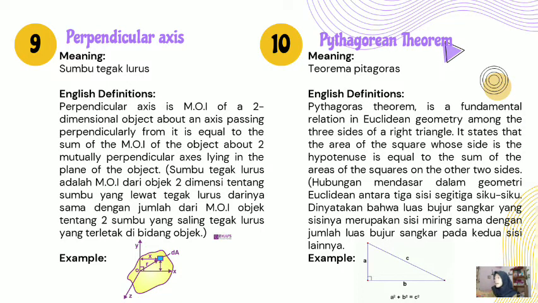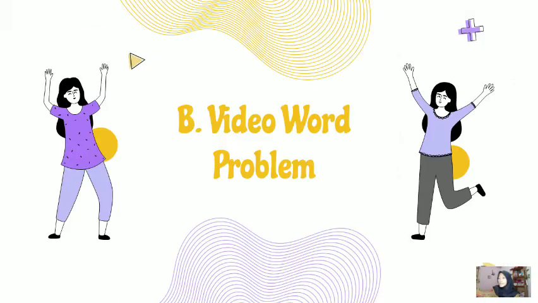And the last, number 10, Pythagorean theorem. Meaning is teorema Pythagoras. English definition: the Pythagorean theorem is a fundamental relation in Euclidean geometry among the three sides of a right triangle. It states that the area of the square whose side is the hypotenuse is equal to the sum of the areas of the squares on the other two sides. Example in the picture.